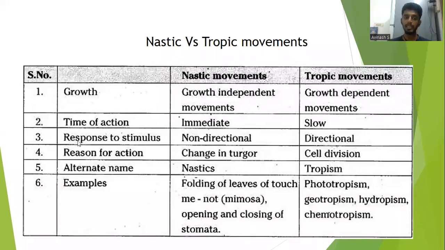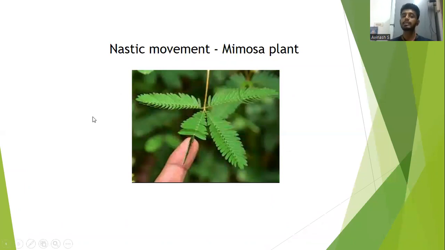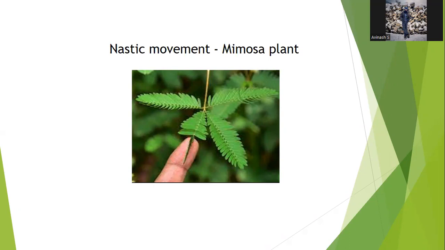Before we get into the other differences, let us look at an example of Nastic movement. An example of Nastic movement is the mimosa plant, also called chui mui. We have all seen this at some point in our lives. When we touch the plant, the leaves will shrink, and when we leave it, the leaves will widen and come back to the original shape. It doesn't grow longer. That is why we call this Nastic movement, because there is no growth in this. It's a completely growth independent movement. When I say growth independent, I mean these types of movements do not contribute towards growth.